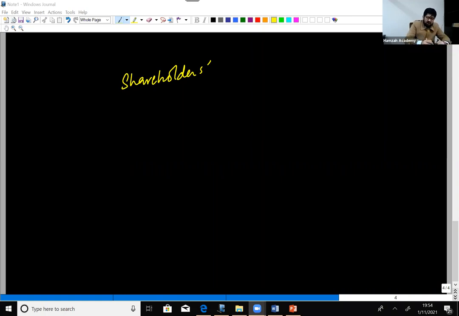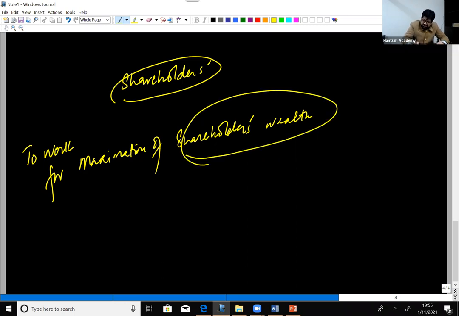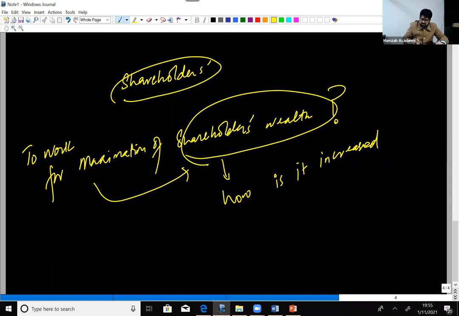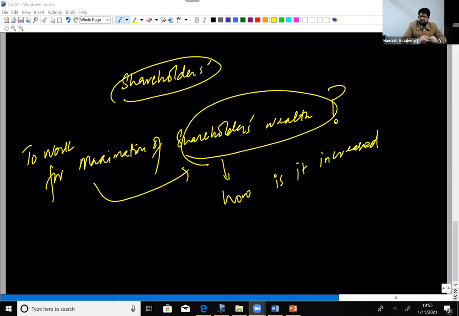So the role of the finance manager is the same, to work for the maximization of shareholders' wealth. This is the role. So shareholders' expectations are there. Now, shareholders' wealth, how is it increased? My question for you is, how is it increased? Can you please tell me?